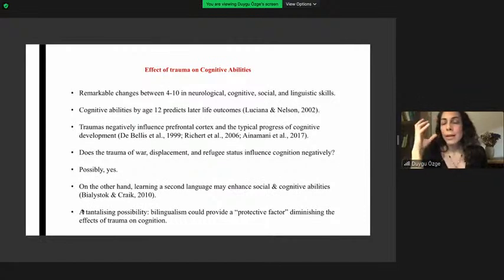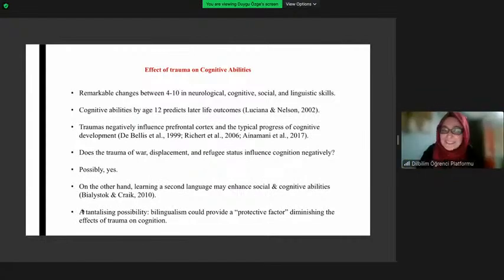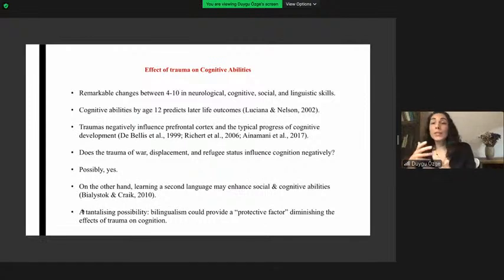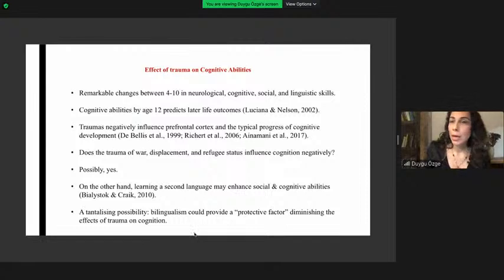So I meant bilingualism might influence your sociocognitive abilities positively. Okay. So if there is a positive influence of bilingualism, one might argue that the traumatic influences might affect you to a lesser degree. Okay. So that's one possibility. But of course, this is just a hypothesis that we are going to test. Okay. So would bilingualism provide a protective shield for these children in their executive function abilities and in their higher order cognitive abilities?